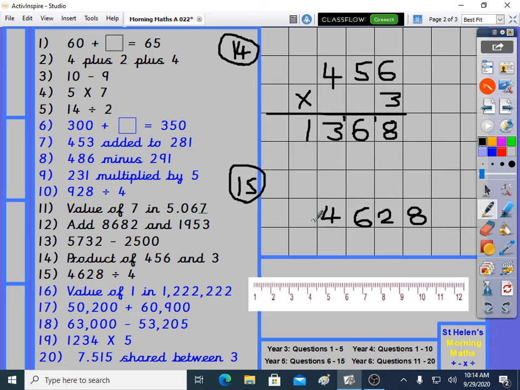Dividing by 4. Sometimes the mouse is quite difficult to write with, so I have to redo things. Anyway, how many 4s in 4? 1. How many 4s in 6? 4 is 1. I wasn't really singing my way through that properly, was I?